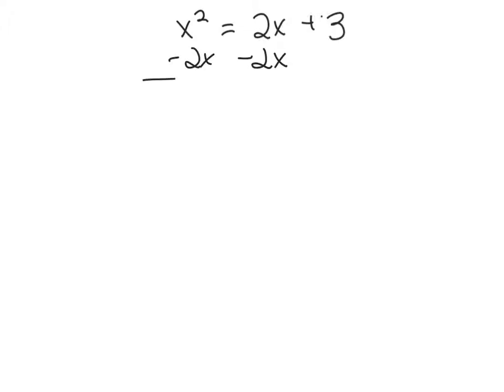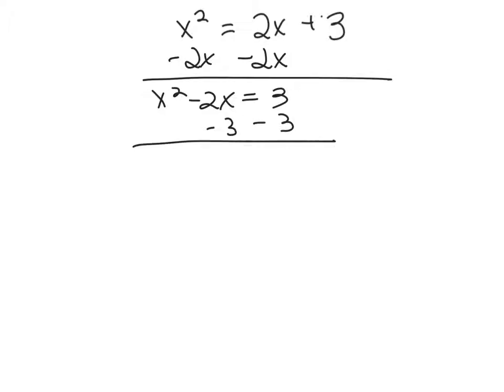Now are x squared and 2x alike? No. So all I can say is x squared minus 2x equals 3. And then I'm going to move the 3 over as well, again noting that it's not a like term with x squared or negative 2x. So I have x squared minus 2x minus 3 equals 0. So now I have made the equation equal to 0, and I've kept x squared positive.